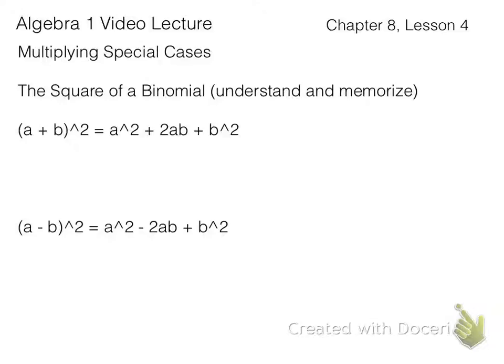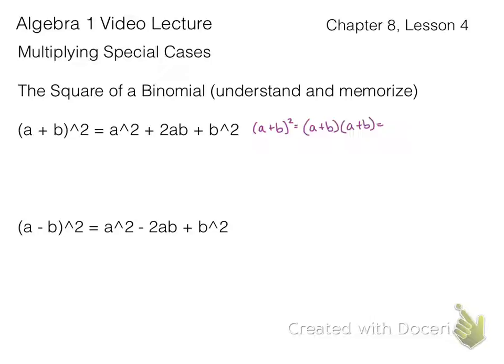Okay, so the first special case is the square of a binomial. So basically we're taking a binomial, so inside parentheses we've got two terms that are either being added or subtracted, and that's being squared. So it looks something like this. So (a + b) squared, when you don't do the shortcut, ends up being (a + b) times (a + b), because remember, everything inside the parentheses is being multiplied by itself.